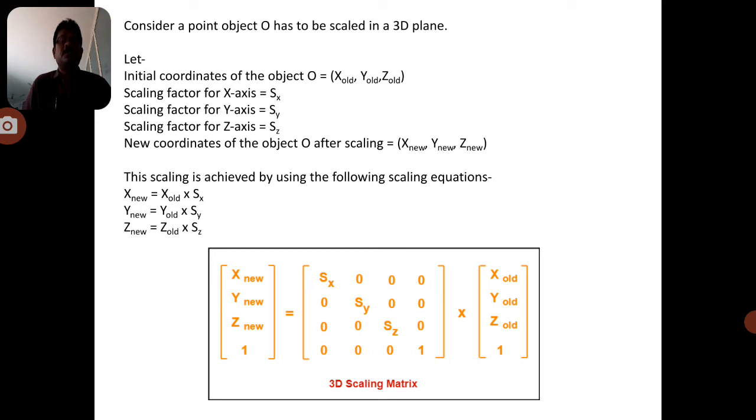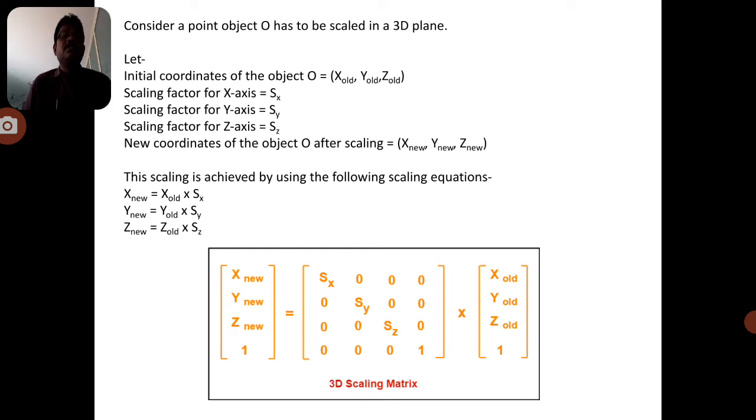Now coming to the scaling equations, we have to find the new coordinates. x new equals x world into Sx, y new equals y world into Sy, and z new equals z world into Sz. This is a simple pattern we have to consider: the scaling factor towards the x-axis, the y-axis, and the z-axis. The new coordinates found are x new, y new and z new.